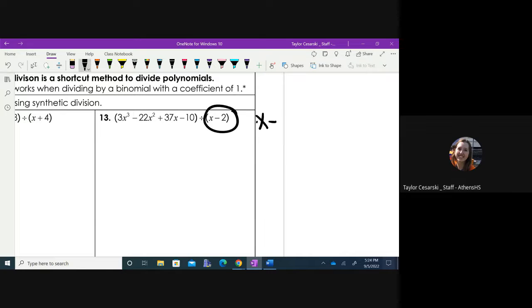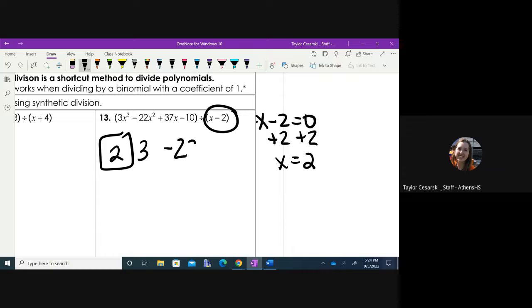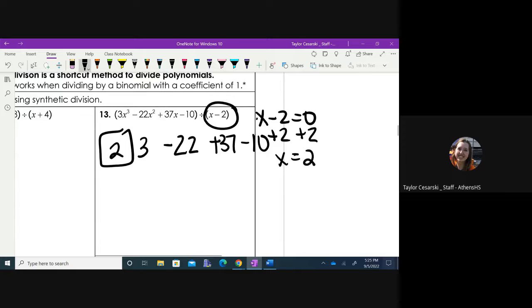So first I'm going to set this equal to 0 and solve for x, whatever you're dividing by. So I get x equals 2. That's what's going to go in your box up here. Okay, then I'm going to just take the coefficients, 3, negative 22, positive 37, and negative 10. All right, I always bring down my first term, which is 3, and then I multiply by what's in my box. So 3 times 2 is 6. Then you add down. So negative 22 plus 6 is negative 16.